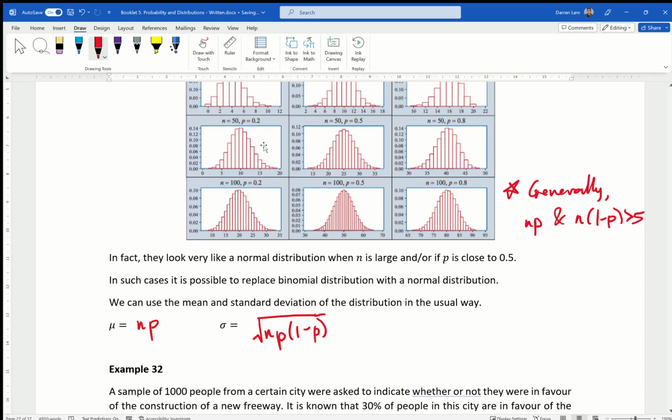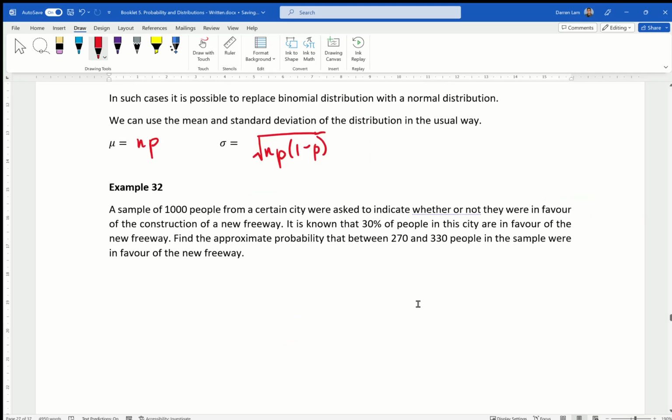Looking at this example here, a sample of 1,000 people from a certain city were asked to indicate whether or not they were in favor of construction of a new freeway. It's known that 30% of people are in favor. Find the approximate probability that between 270 and 330 people in the sample were in favor of the new freeway.